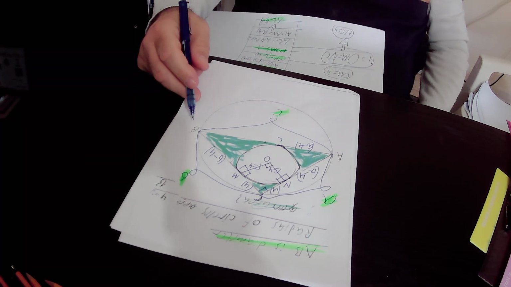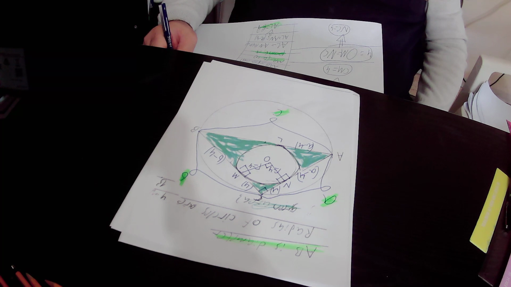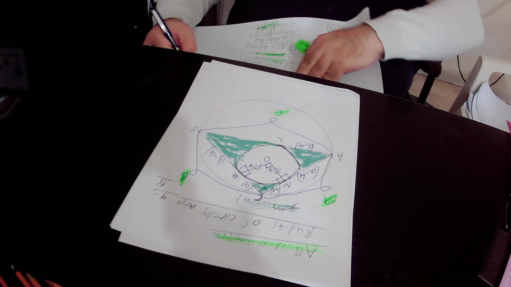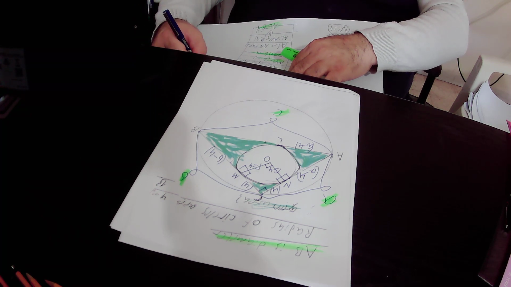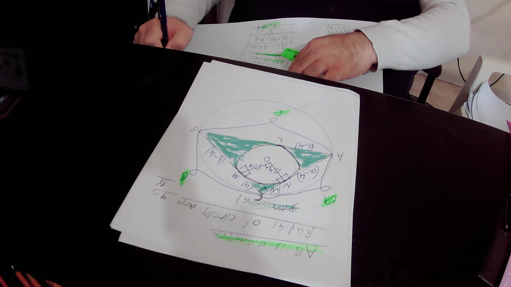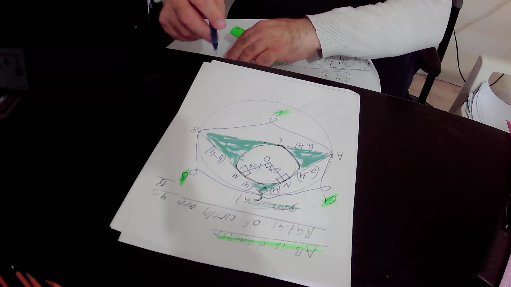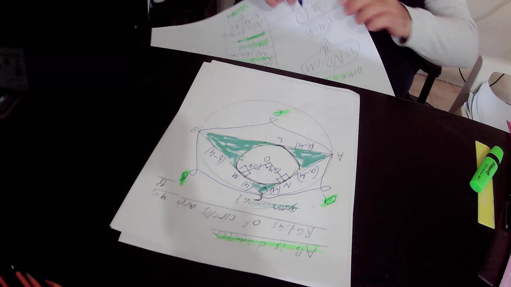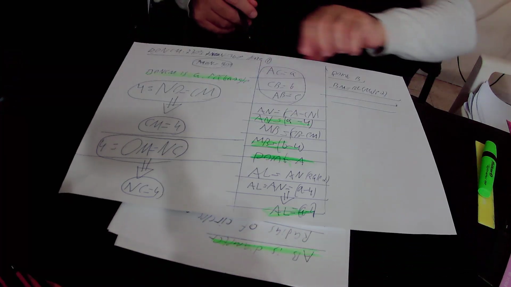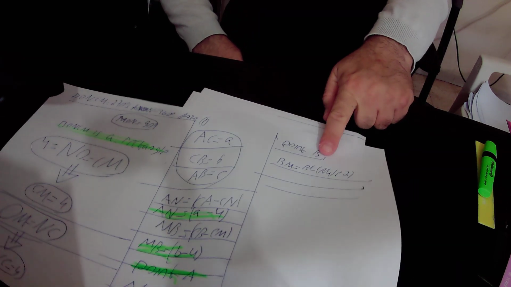In the next step, we'll focus on the common external point, point B. From the common external point, point B, we have two tangents to the small circle. We have tangent BL and tangent BM. And according to rule number two, the lengths of those two tangents must be equal to each other. So here, according to rule number two, BM equals BL. Okay?